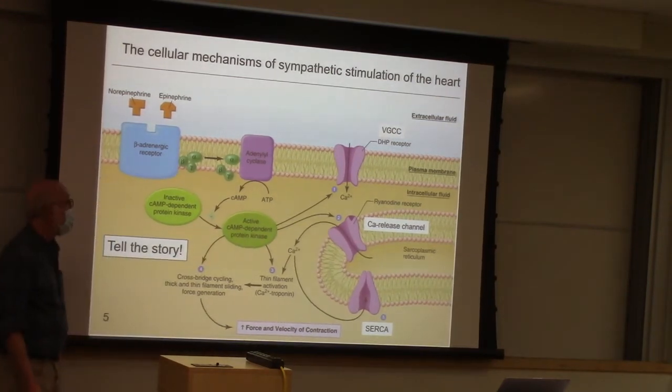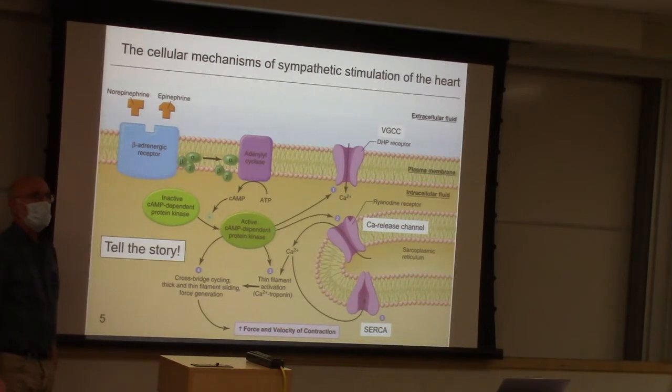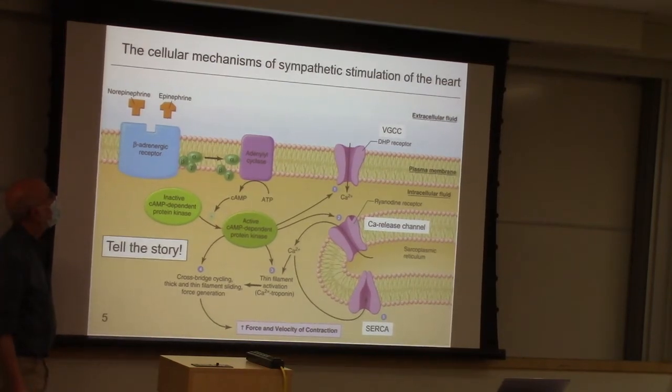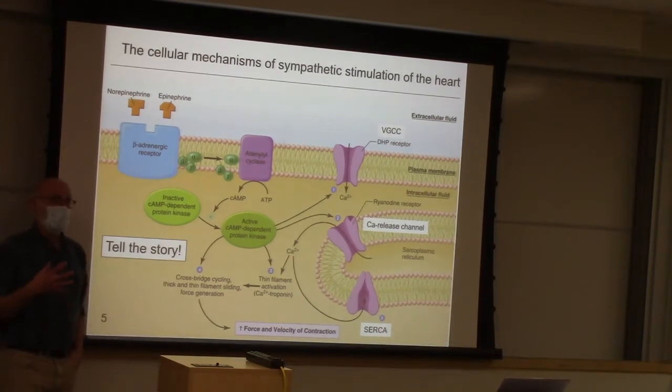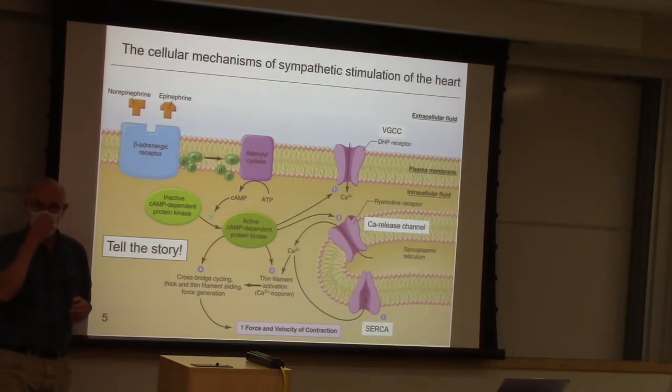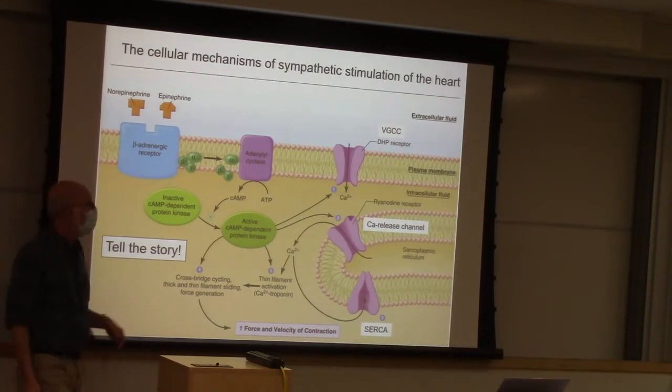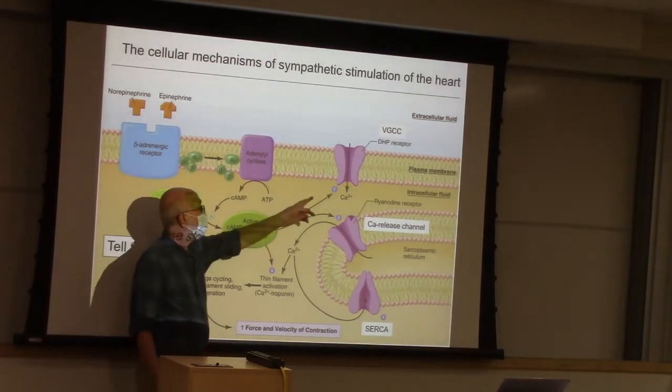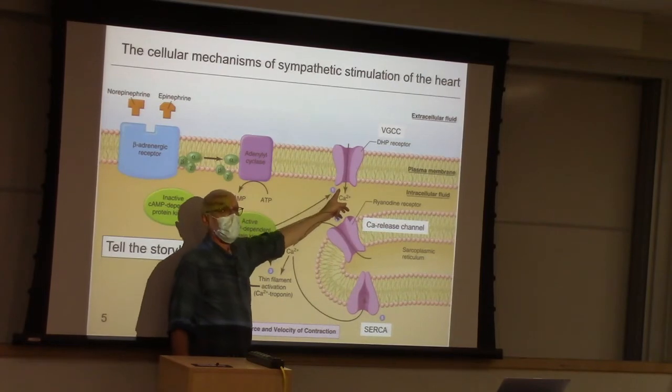Okay, now what is PKA doing in this system? We're in a cardiac myocyte. We're trying to get to understanding increases in stroke volume. So what does PKA do? What is this trying to illustrate?